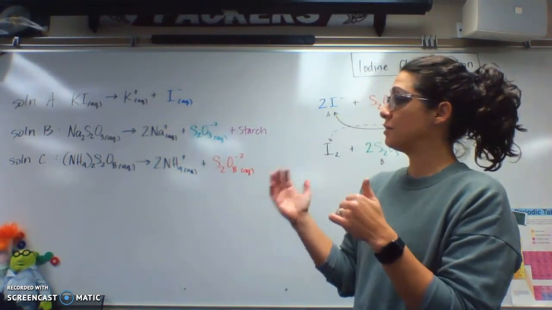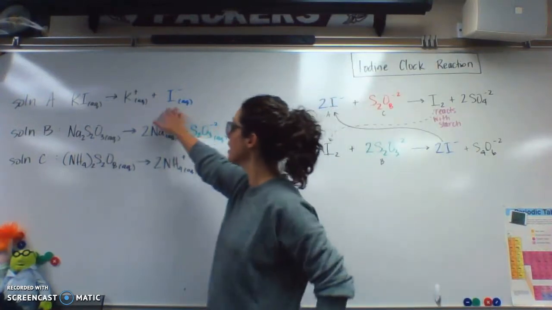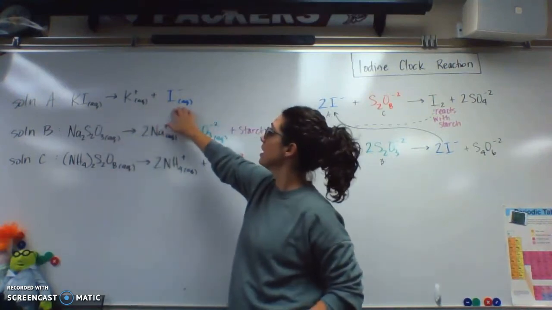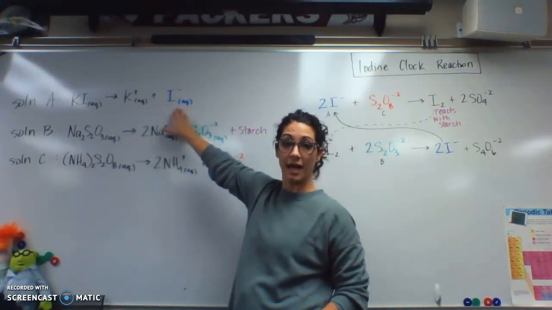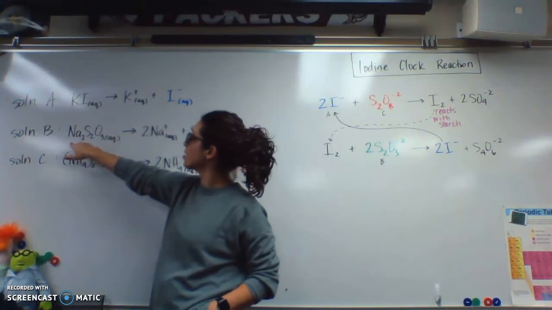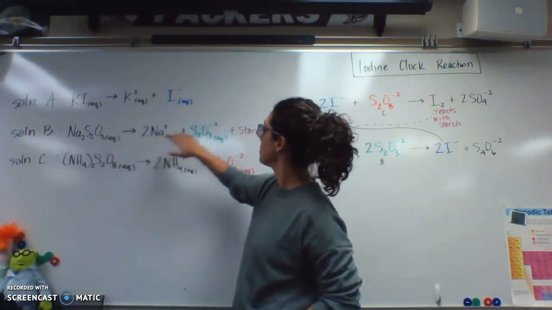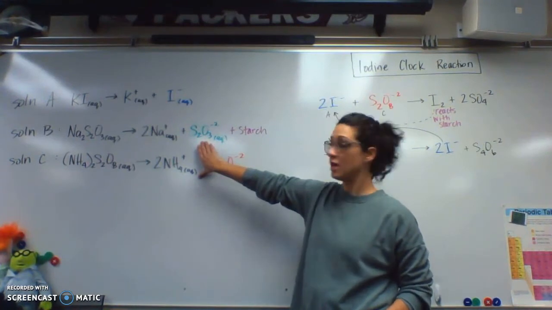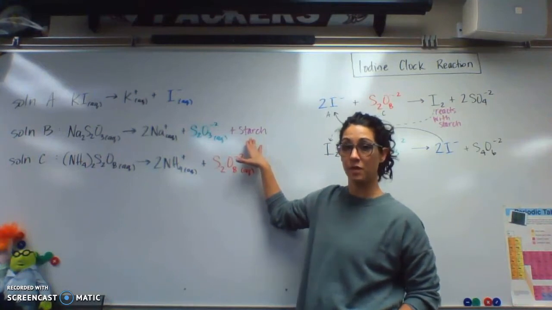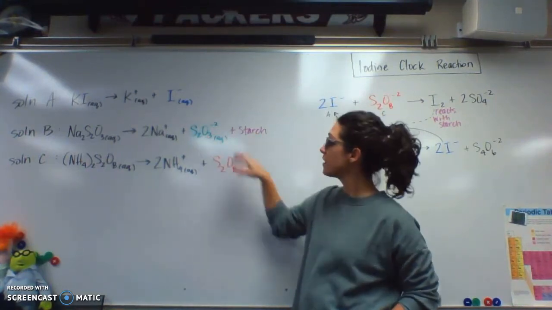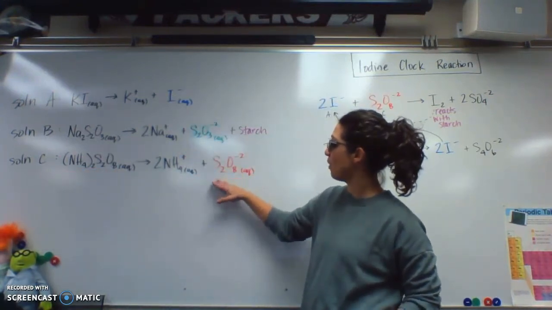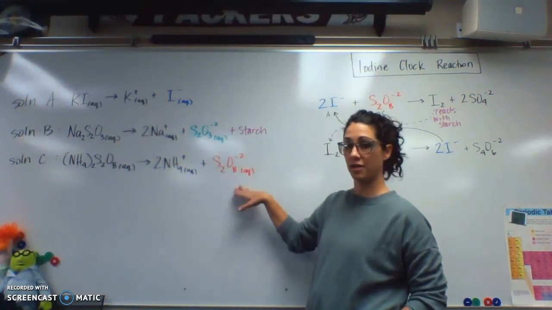So what I made was three different solutions. Solution A, I dissolved potassium iodide in water, and what we care about is the fact that we get iodide ions in there, I-1 ions. Solution B, I took sodium thiosulfate, and the ion we care about is the S2O3 -2. I added a little bit of starch solution to B, and it doesn't do anything initially. Then when I made solution C, what we care about is the S2O8 -2 ion. So you can see I've color coded them.